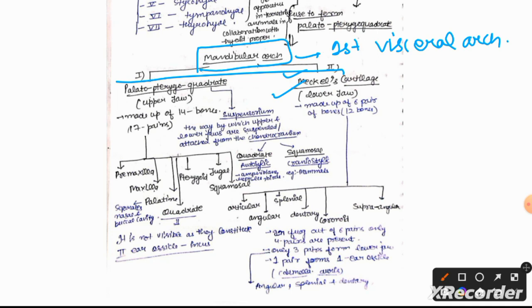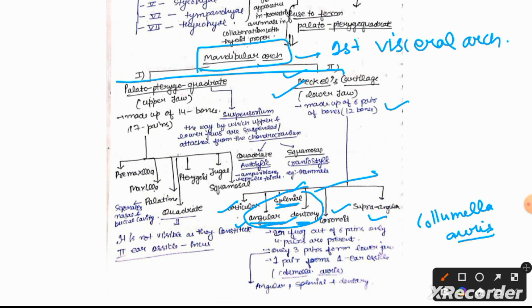So the lower jaw is composed of 6 pairs of bones, that is 12 bones. These are articular, angular, splenial, dentary, coronoid and supraangular. In frog, out of 6 pairs, only 4 pairs of bones are present and only 3 pairs form the lower jaw. One pair forms the first ear ossicle, that is columella oris. And the remaining 3 pairs are angular, splenial and dentary, which form the lower jaw in case of frog.